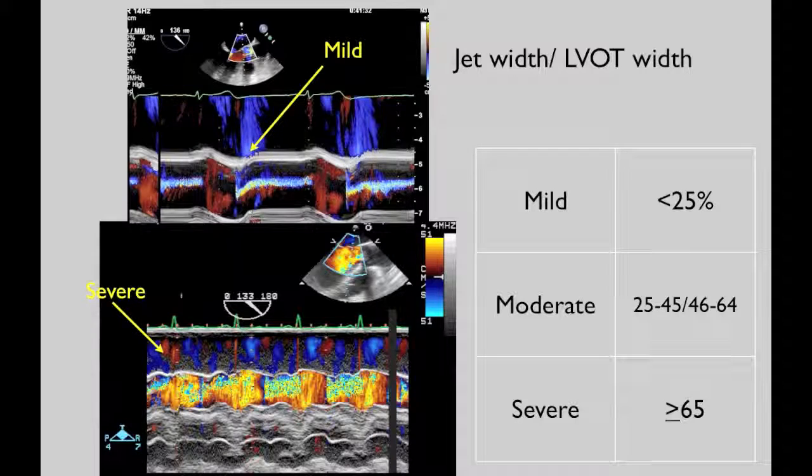Another way that we assess aortic insufficiency is comparing the width of the aortic insufficiency jet to the width of the left ventricular outflow tract. This can be done in two-dimensional or in M-mode views, which is what we illustrate here on the slide.